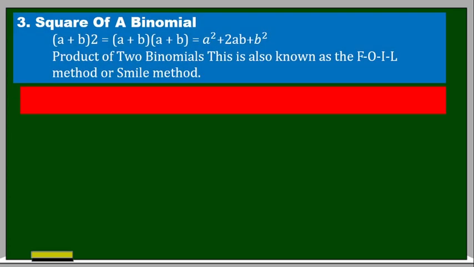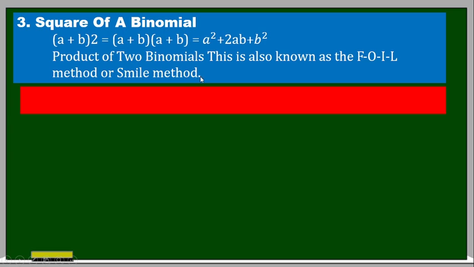Next, number 3, square of a binomial. This time we have the square of a binomial. In symbols, we have quantity a plus b raised to the second power, which is just the same as a plus b multiplied by a plus b. The result should be a squared plus 2ab plus b squared. Product of two binomials can also be done using the FOIL method.